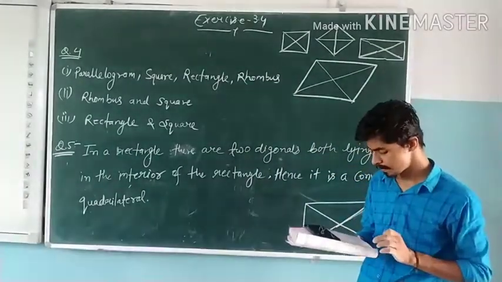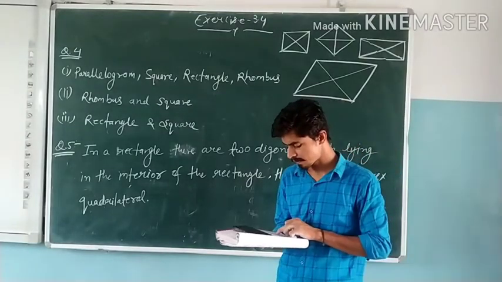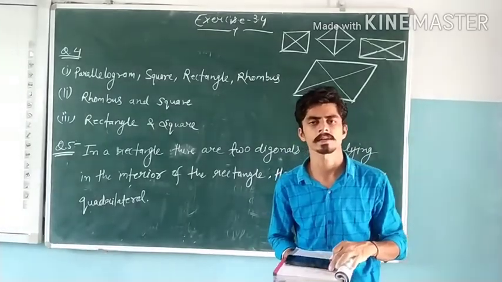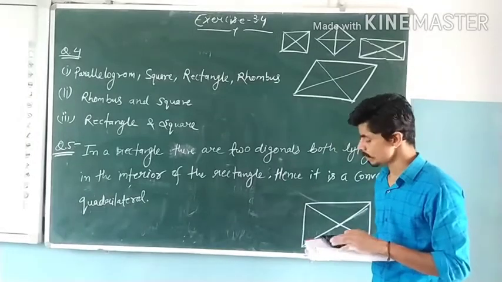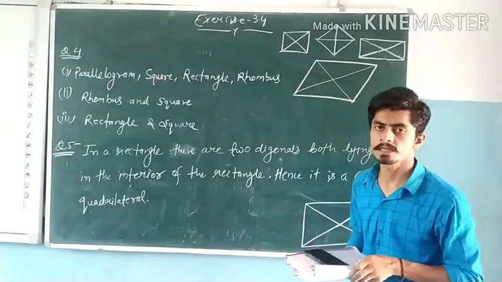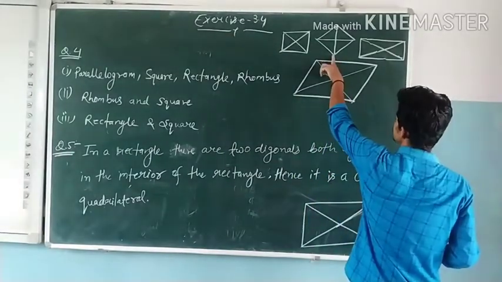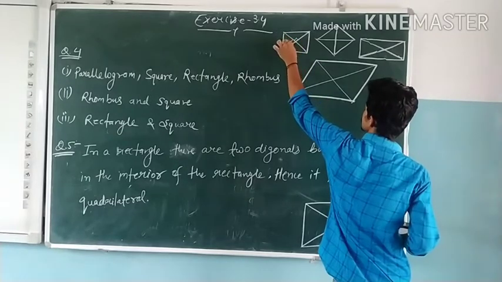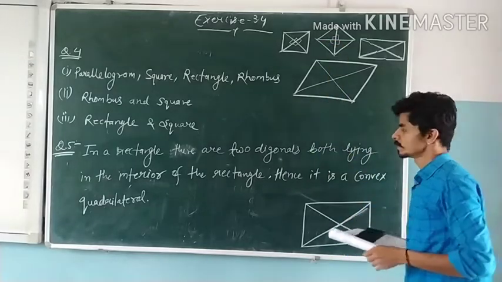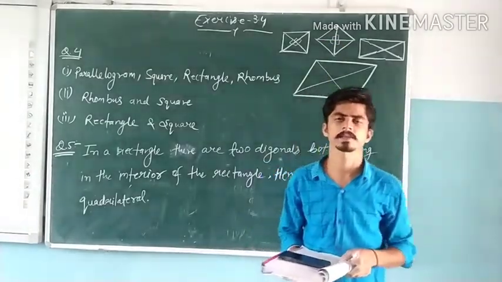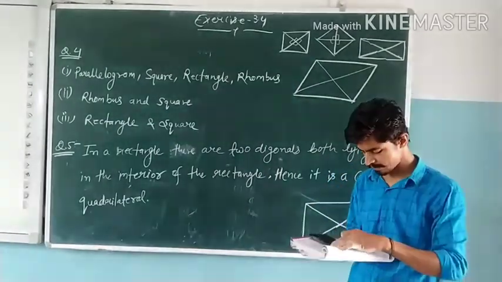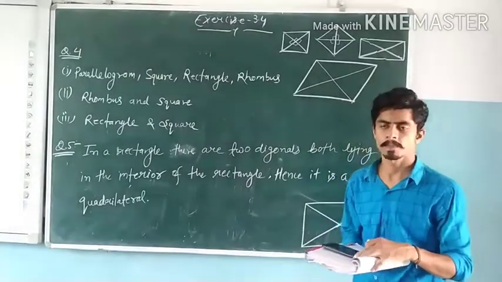And the second one is perpendicular bisector of each other. Perpendicular bisector means the diagonals intersect each other at 90 degrees. So rhombus and square have diagonals which intersect each other at 90 degrees. So the diagonals are intersecting each other in a rhombus and square at 90 degrees. That means both figures have perpendicular bisector diagonals.